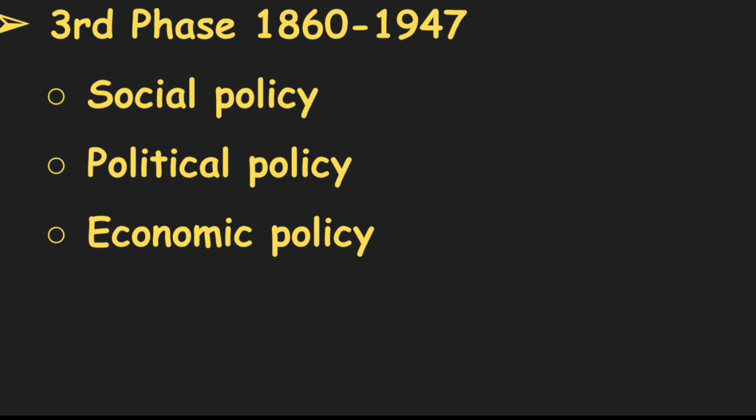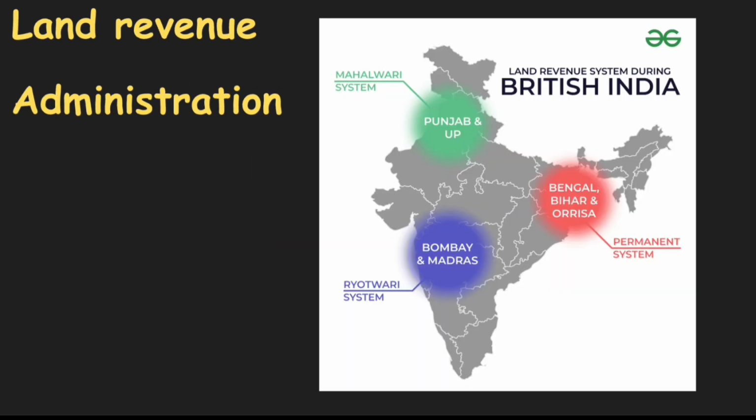Land revenue was utilized to provide dividends to shareholders of the East India Company. Now I am going to discuss the land revenue administration, in which I am going to discuss the three settlements adopted by Britishers, and these were Permanent, Ryotwari and Mahalwari. So first I am going to discuss the permanent settlement.